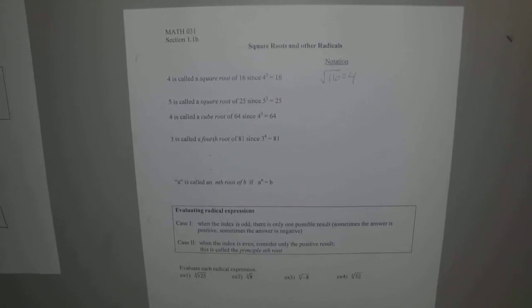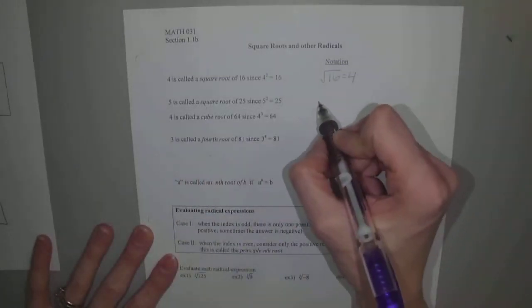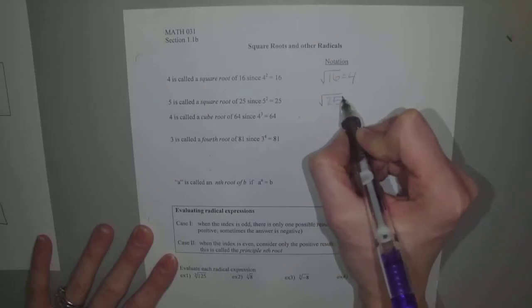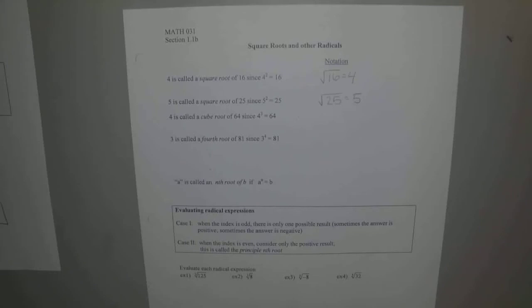So 4 is called the square root because if you squared it, you got 16. 5 is called the square root of 25 because if you squared 5, so how are we going to show that notation? What's the square root of 25? 5. But we can do more than just square roots, and this is typically where maybe it's kind of new to you guys. You might not have seen cube roots or fourth roots or a higher root, but you can do any power that you want.